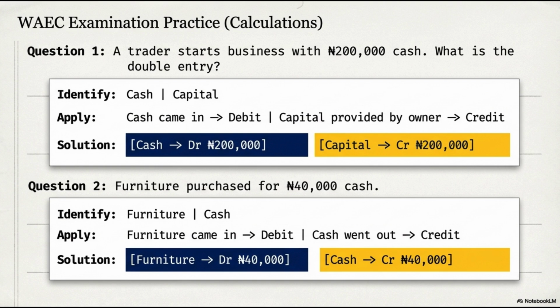Question 2. Furniture purchased for 40,000 naira cash. Step 1. Identify accounts: furniture, cash. Step 2. Apply rules. Furniture came in, debit. Cash went out, credit. Entry: Furniture debit 40,000 naira. Credit cash 40,000 naira.